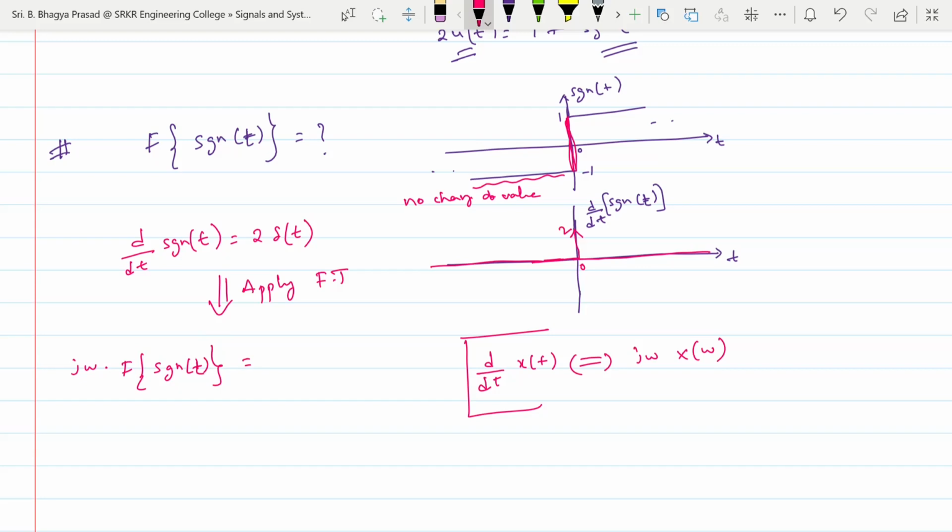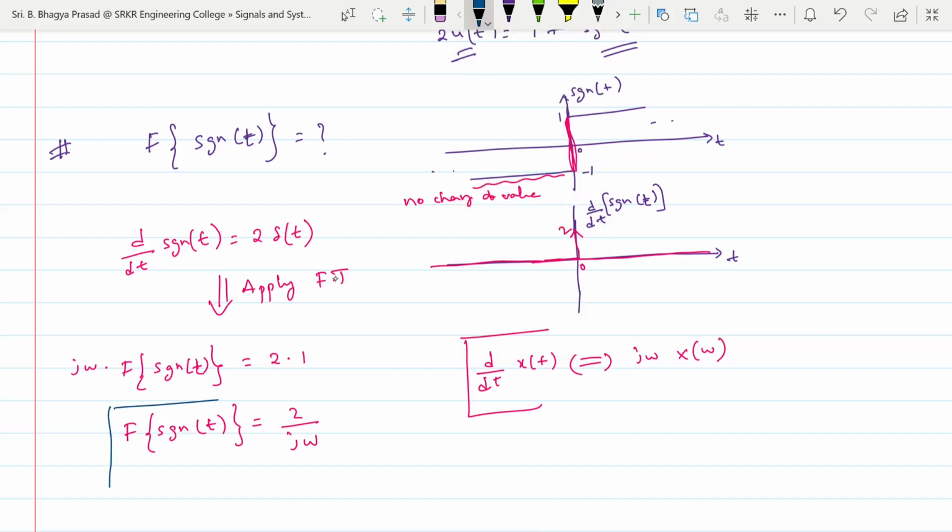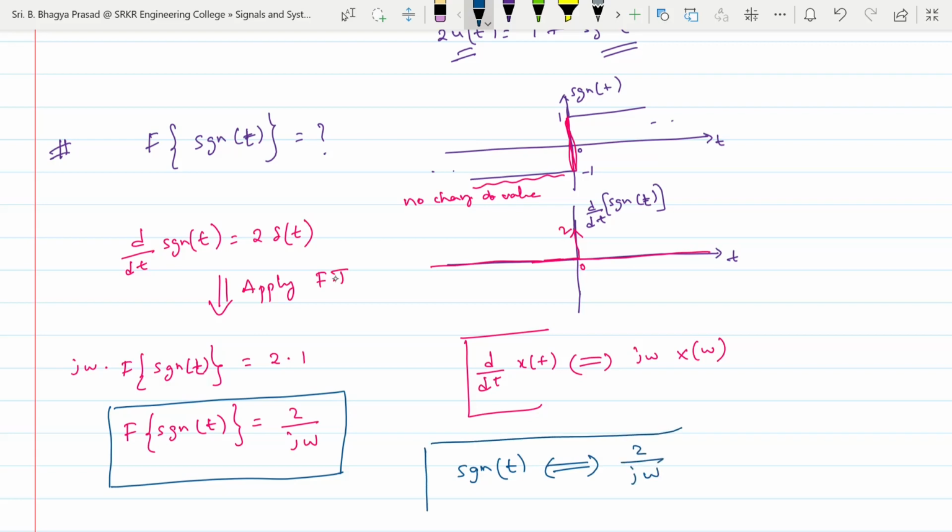This is equal to the Fourier transform of delta t, which is 1, so 2 into 1. So the Fourier transform of sgn of t is 2 by j omega. So we got the answer. The Fourier transform of the signum function is 2 by j omega. We use this Fourier transform to compute the Fourier transform of u of t.